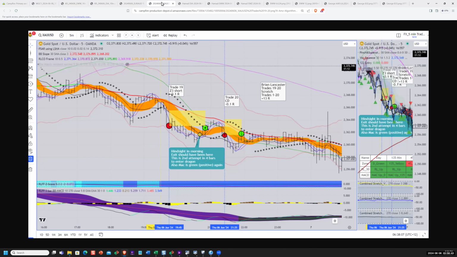On the gold dollar pair, also on 5 minutes, a scratch and a scratch for the day. And he's still on 20 trades. He's netted 13R, and that seems acceptable.